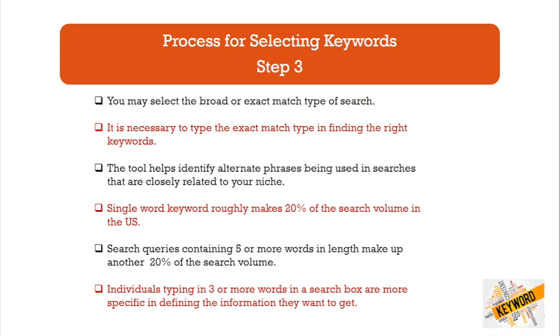The tool helps you identify alternate phrases being used in searches that are closely related to your niche. Single word keywords make up roughly 20% of search volume in the US. Search queries that contain 5 or more words also make up another 20% of the search volume. Individuals typing 3 or more words in a search box are more specific in defining the information they wish to see in the SERPs.